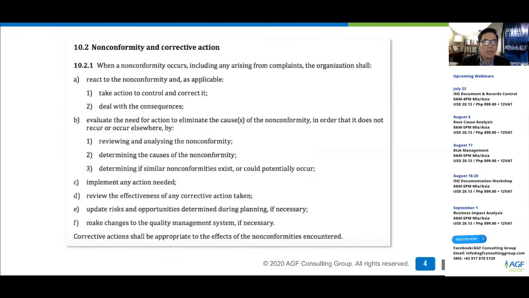As you can see on your screen, this is corrective 10.2. This is the corrective action. Take action to correct it, deal with the consequences. This is where you review it, analyze it. What's the root cause? And ensure that this will not occur again. When you do this, by the way, you also need to update your risk assessment matrix. The corrective action reporting will also affect your risk assessment matrix. So if you already understand the risk assessment matrix, you need to revisit that every time you do a corrective action report. Is that clear?